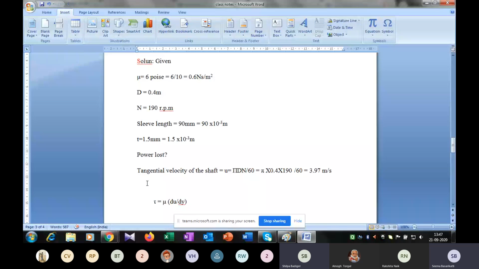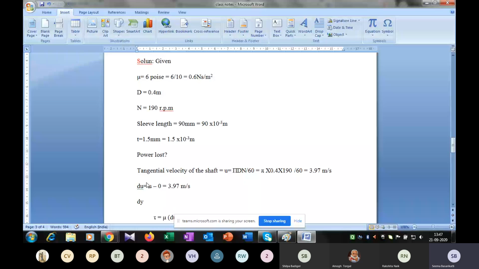Therefore, what will be du? Du is equal to initial velocity minus the final velocity. The final velocity is 0. What is the value of du? Du is 3.97 meter per second. Simultaneously, what about dy?